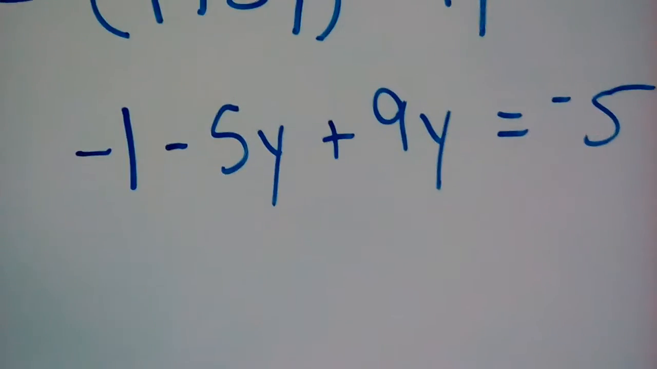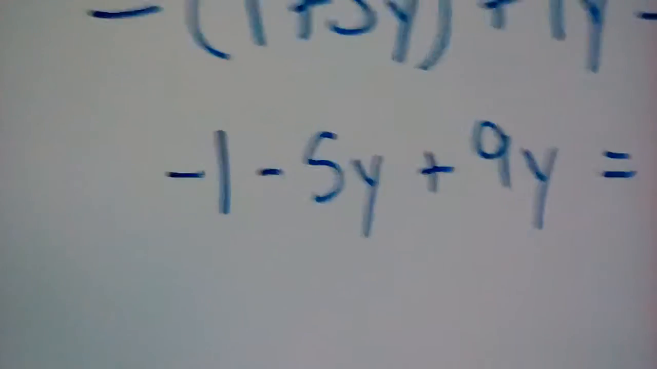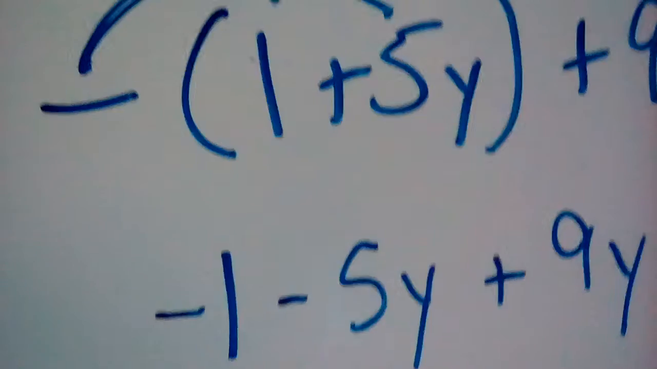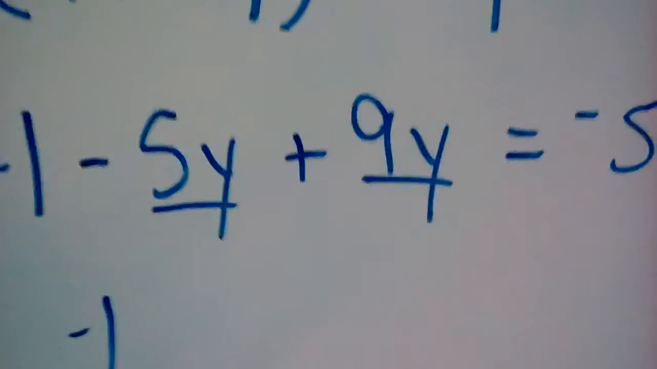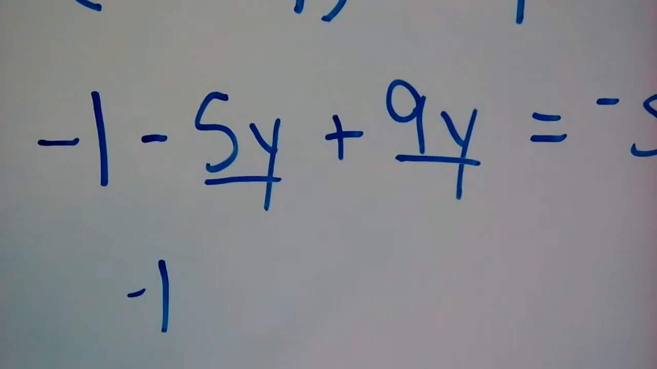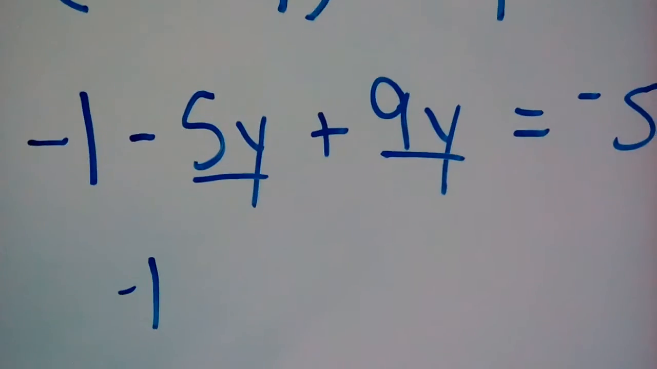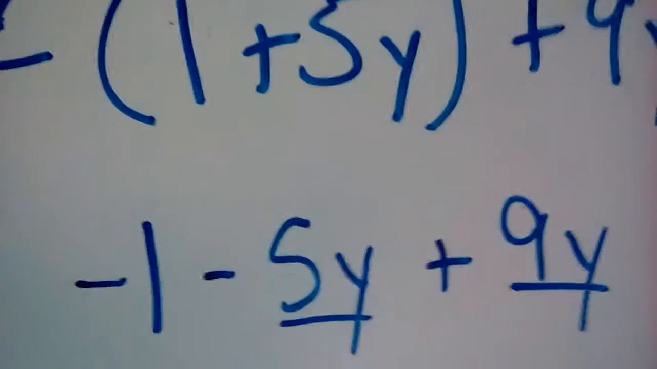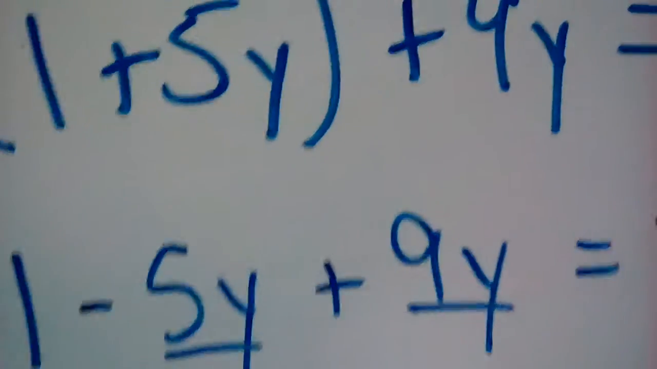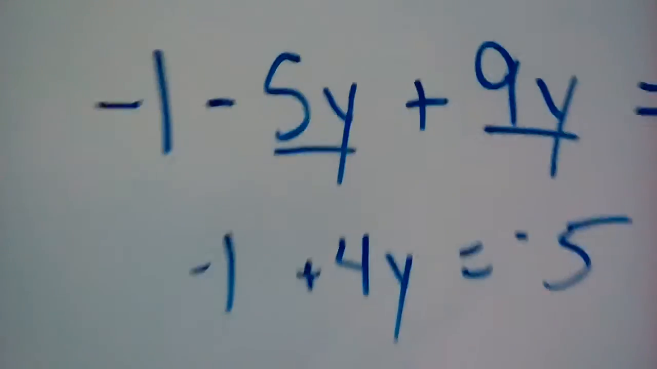So now I can start putting stuff together. I have a negative 5y here, and a 9y. They both have a y in them, so they go together. A negative 5 and a positive 9 is going to be a positive 4y, which is all going to be equal to negative 5.